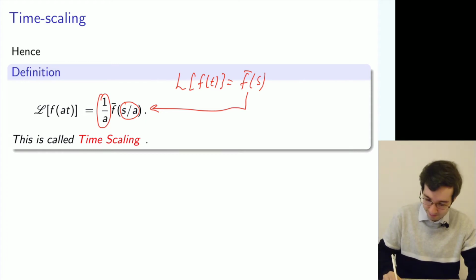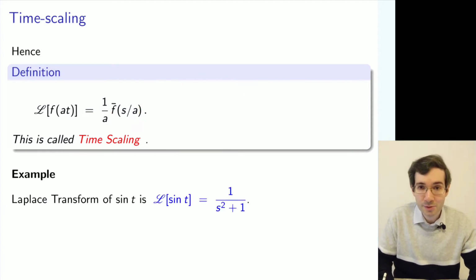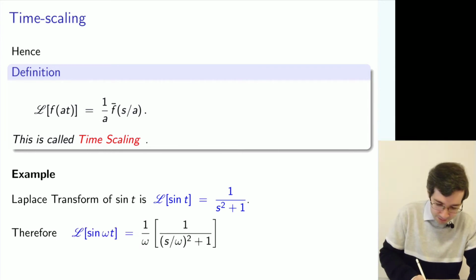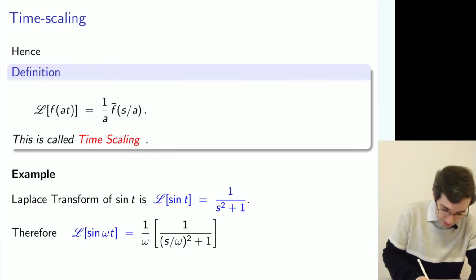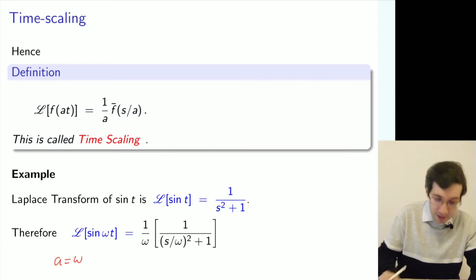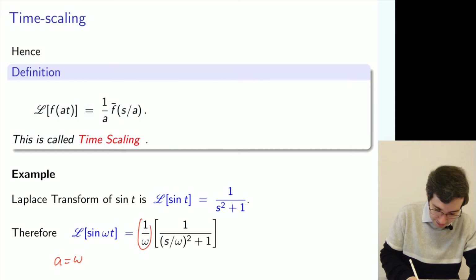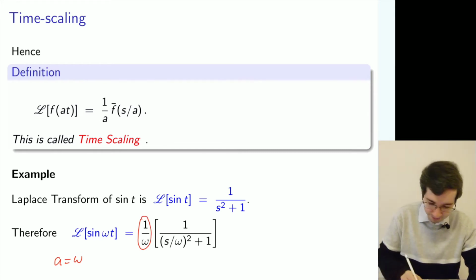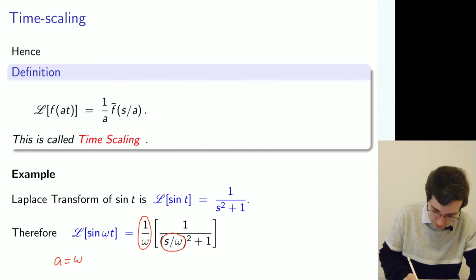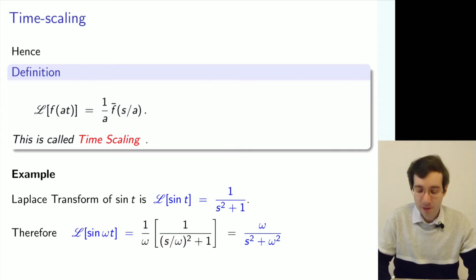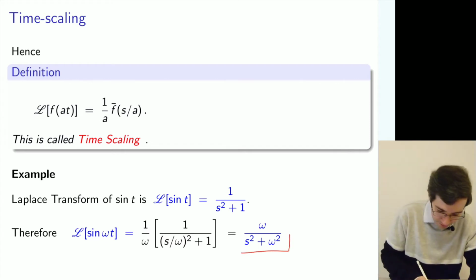Let's look at an example. So you probably recall that Laplace transform of sine t is 1 over s squared plus 1. If not, please watch the video before. So how to find the Laplace transform of sine omega t? In this case, omega is just a scaling factor a. So we use this property to put a scaling 1 over omega in front and also inside as s over omega. And if we simplify it, we get an expression which is a Laplace transform of sine omega t.